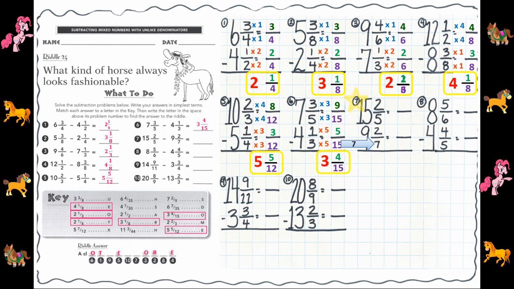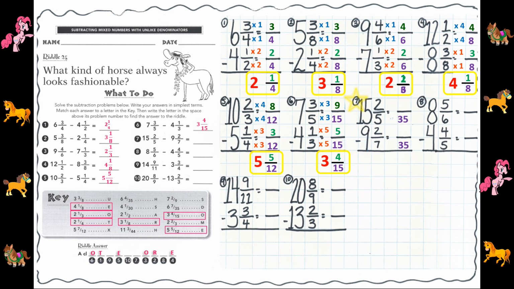7 is the larger denominator. It is not a multiple of 5, so I double it. 14 is also not a multiple of 5, so I triple 7. 7 times 3 is 21. That is not a multiple of 5. So then I do 7 times 4. 28 is not a multiple of 5. Then I do 7 times 5, which is 35. That is a multiple of 5.